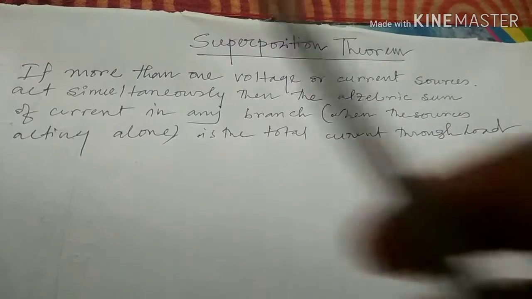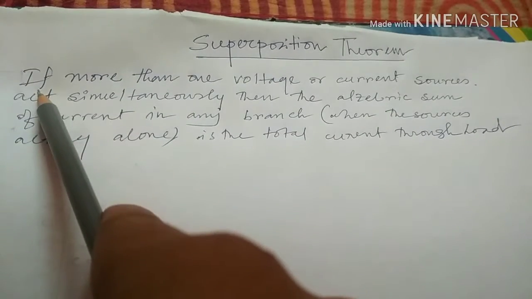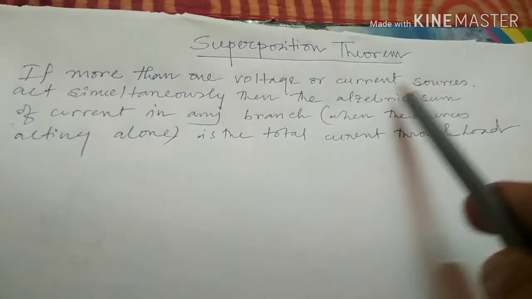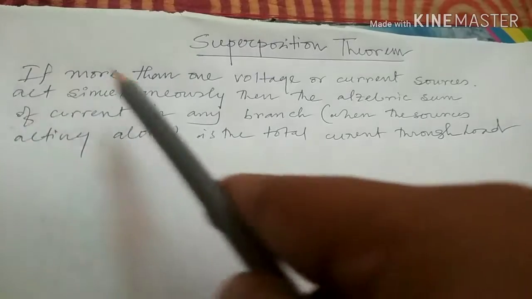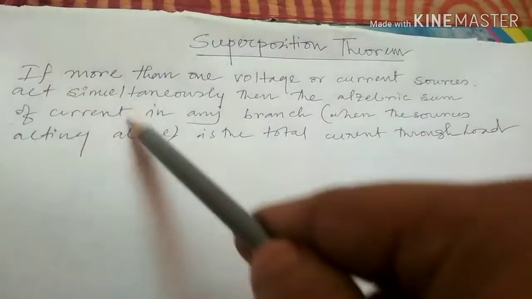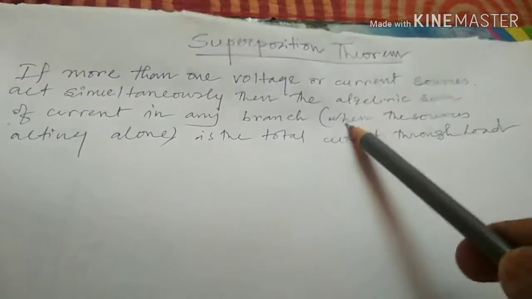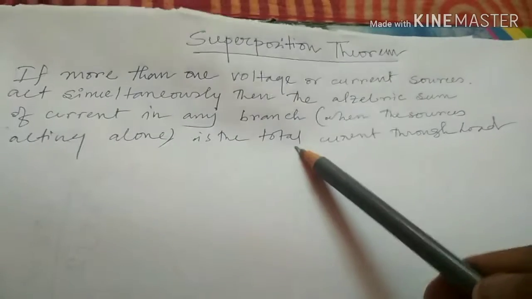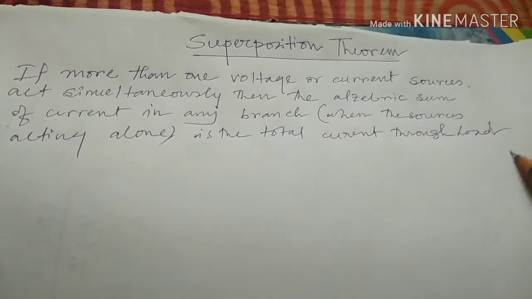By definition, the superposition theorem states that if more than one voltage or current source acts simultaneously, then the algebraic sum of the current in any branch when each source is active alone is the total current through the load.